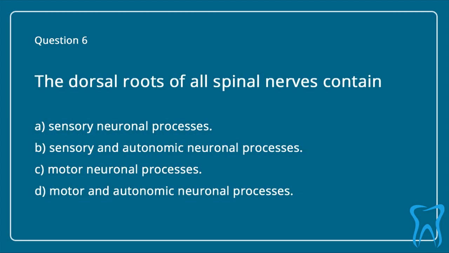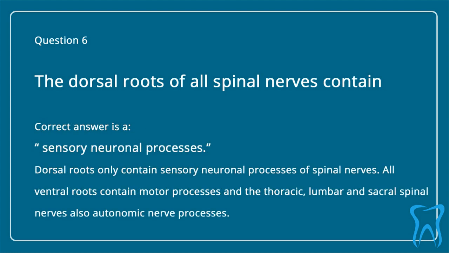Question 6. The dorsal roots of all spinal nerves contain: A. Sensory neuronal processes, B. Sensory and autonomic neuronal processes, C. Motor neuronal processes, D. Motor and autonomic neuronal processes. Correct answer is A. Sensory neuronal processes. Dorsal roots only contain sensory neuronal processes of spinal nerves. All ventral roots contain motor processes, and the thoracic, lumbar, and sacral spinal nerves also contain autonomic nerve processes.